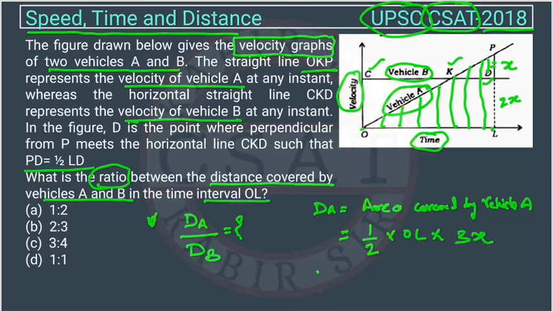And similarly for vehicle B, the distance of vehicle B is equal to how much? The area covered by vehicle B. So this is the area covered by vehicle B, right? So this is a rectangle.